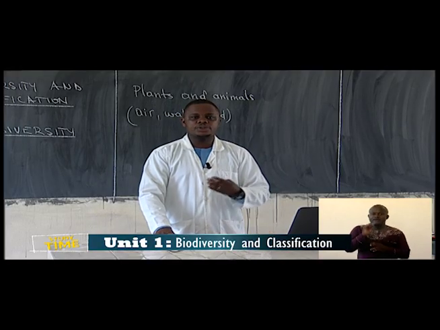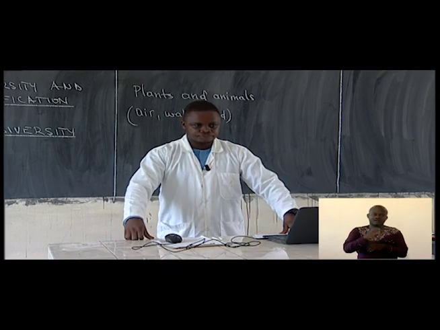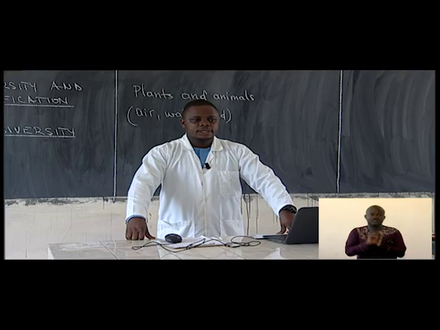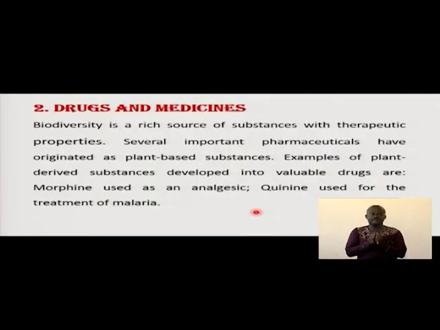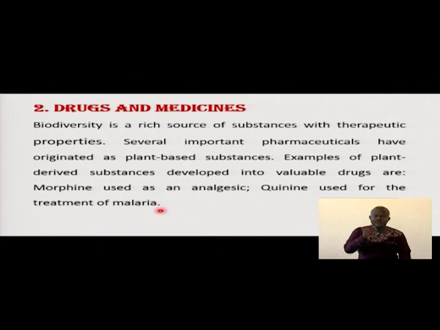Biodiversity is a rich source of substances with therapeutic properties. For example, plants are sources of substances developed into valuable drugs like morphine, which is used as an analgesic. These are very important. And then quinine is used for the treatment of malaria. So some medicines come from plants we find in our environment.